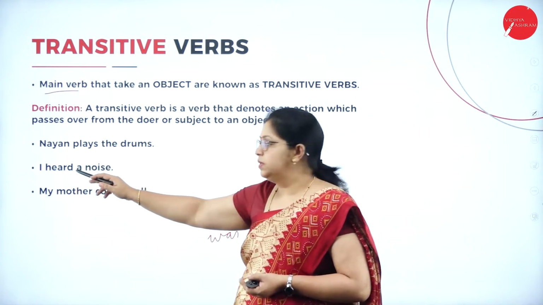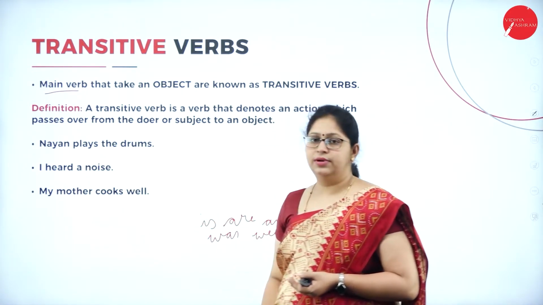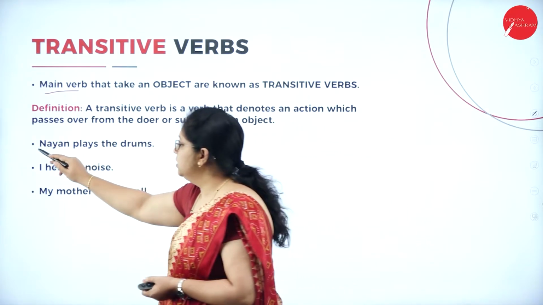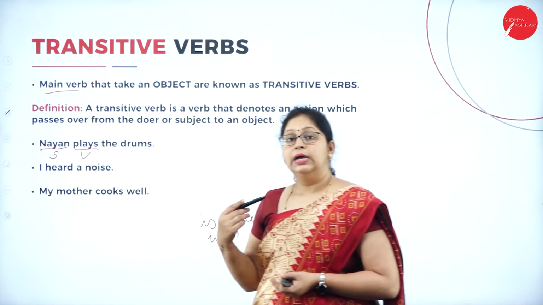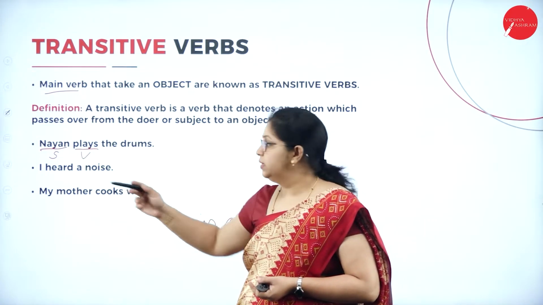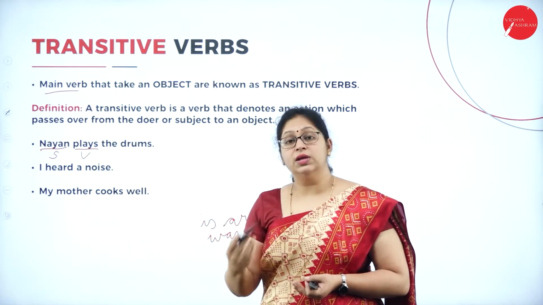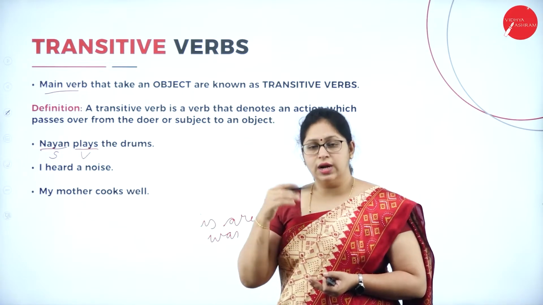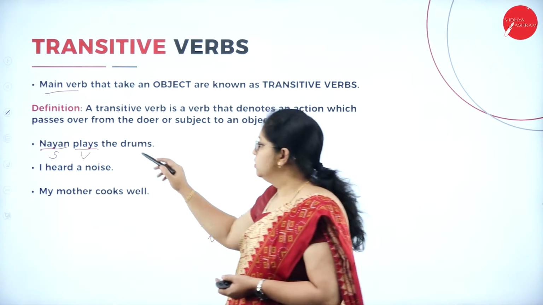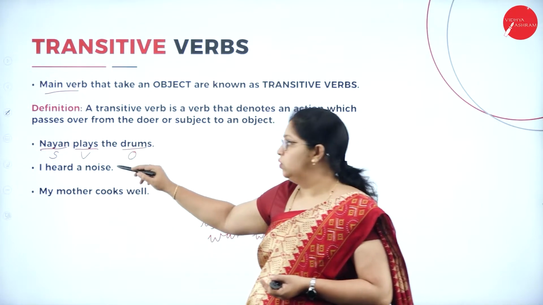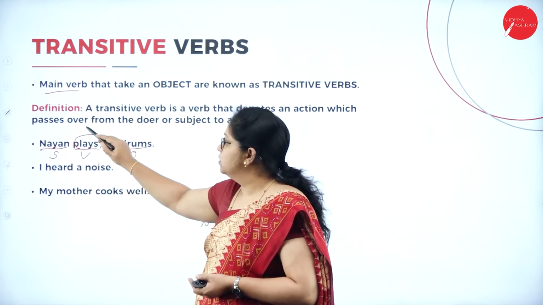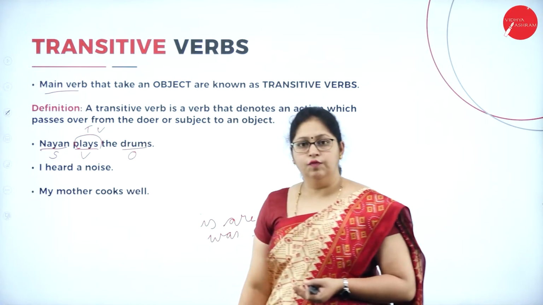Here are some examples. Nayan plays the drums. Nayan is the subject part. Plays is verb. Is something received here? Nayan plays something. What is he playing? Drums. So drums is the receiver, object. So here object. If there is object in the sentence, only then this verb is called transitive verb.